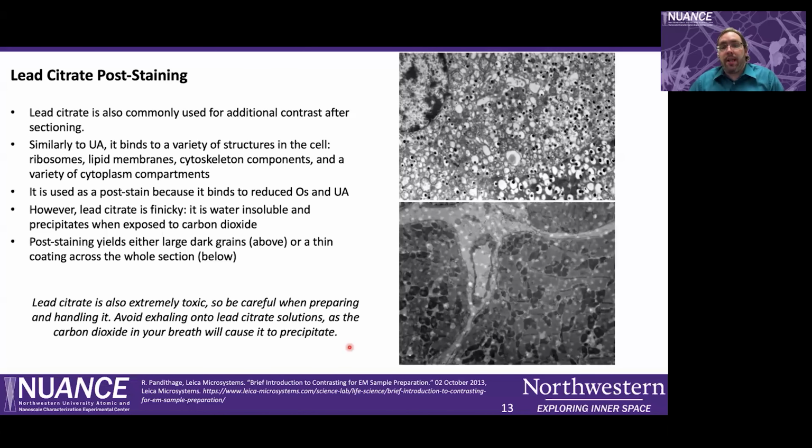Finally, the last post-staining chemical we will tend to use is lead citrate. It is similarly prolific to uranyl acetate, though it stains slightly different things. So ribosomes, lipid membranes, cytoskeleton components, and a variety of cytoplasmic compartments. It also will bind to reduced osmium as well as already bound uranyl acetate. So that's why we tend to use it last. It is, however, very finicky compared to the other two stains.